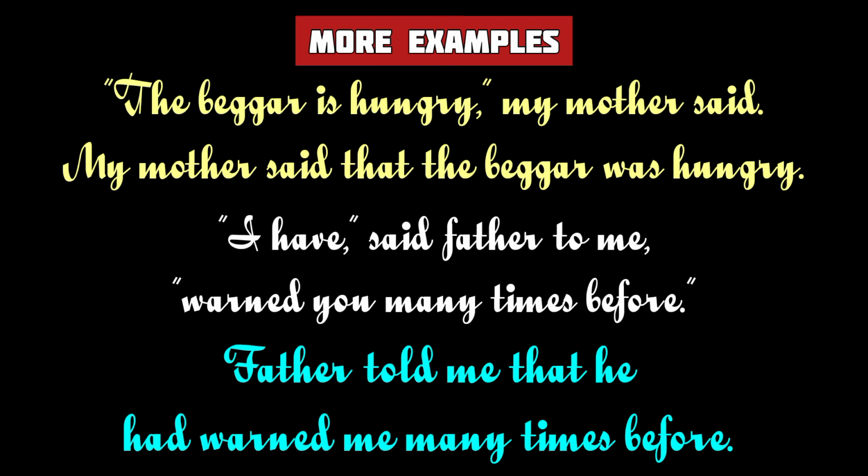It is also common to see that the reported speech is split into two parts with the principal clause coming in between. For example, "I have," said my father to me, "warned you many times before." Here the reported speech is I have warned you many times before. But here too in indirect speech we have the principal clause first. Father told me that he had warned me many times before.